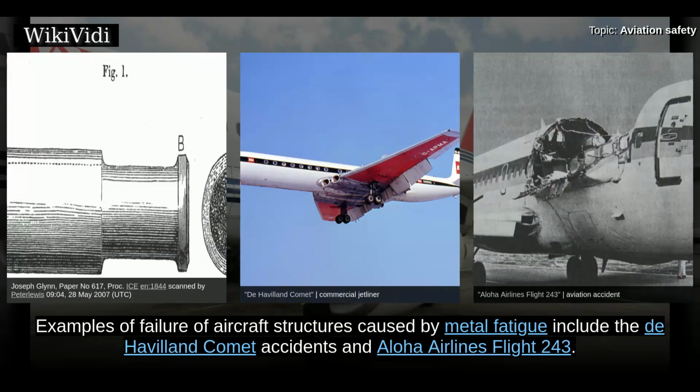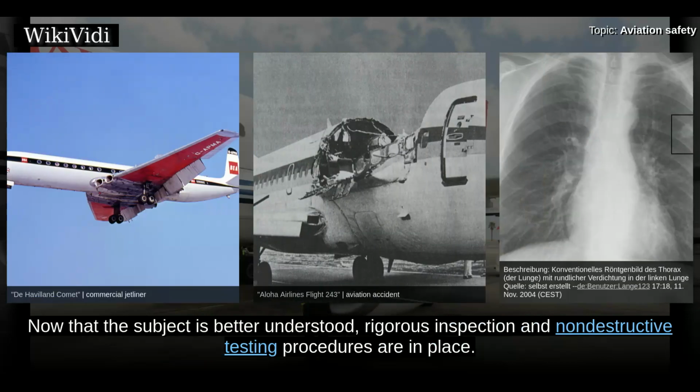Examples of failure of aircraft structures caused by metal fatigue include the de Havilland Comet accidents and Aloha Airlines Flight 243. Now that the subject is better understood, rigorous inspection and non-destructive testing procedures are in place.